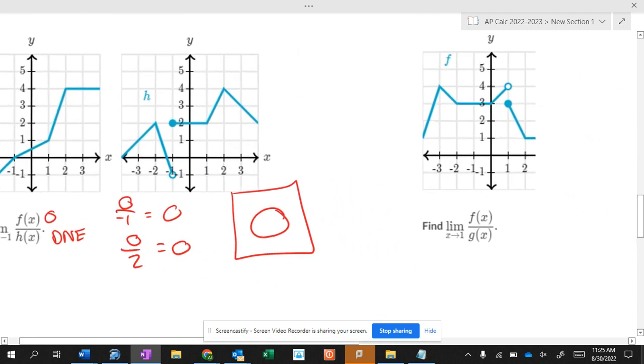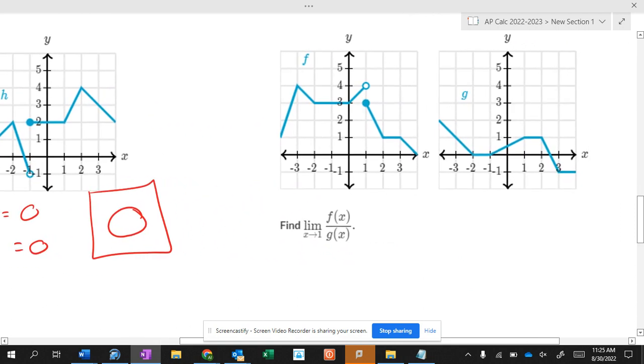Okay? All right. So look at this one. What's the limit of f of x over g of x? What's f of x here? What's the limit as we approach 1? Does not exist. G of x? 1. Okay? So now, let's approach them both from the left.